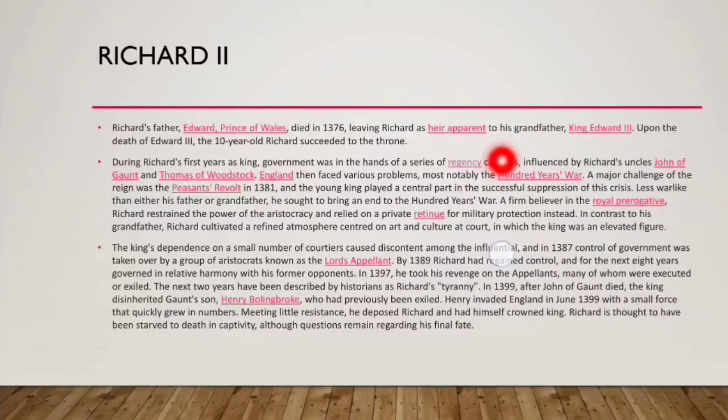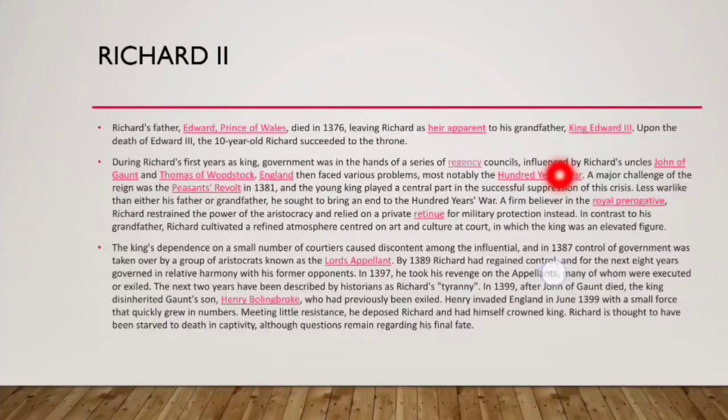A major challenge of the reign was the Peasants' Revolt of 1381. Now, when I taught you Chaucer, I told you to look up a bit on the contemporaries of Chaucer. And at that time, if you have ever come across the name William Langland, you know that he is a poet who actively participated in the Peasants' Revolt. So, the kingdom again had to face the 100 Years' War and the Peasants' Revolt of 1381, which posed serious challenges to the throne. And the young king played a central part in the successful suppression of this crisis.